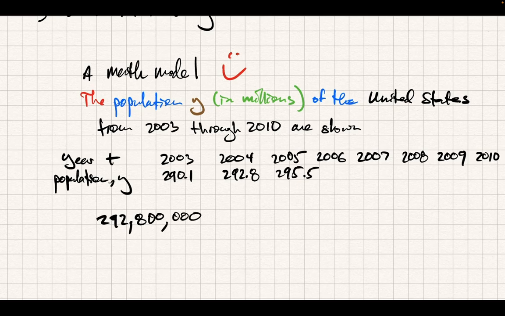What's your unit? People. And I would say you could do it that way, or you could write what? People. No, it's not 292.8 people. Million. Million people.